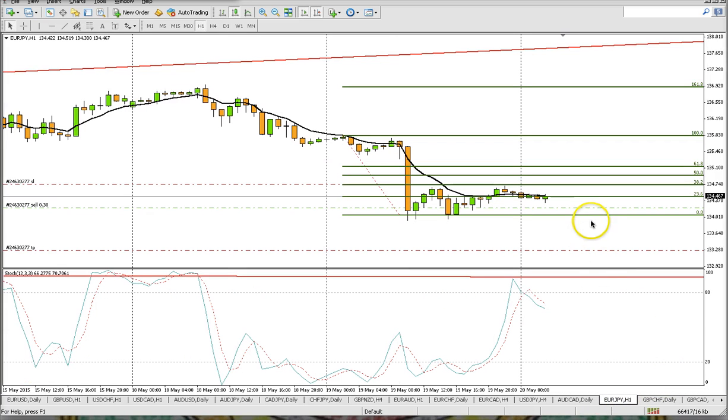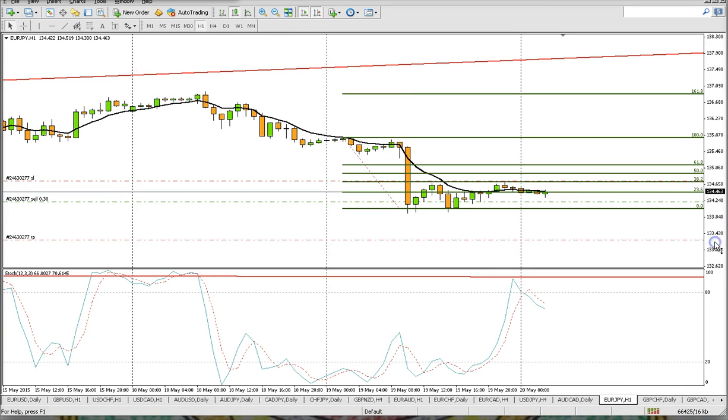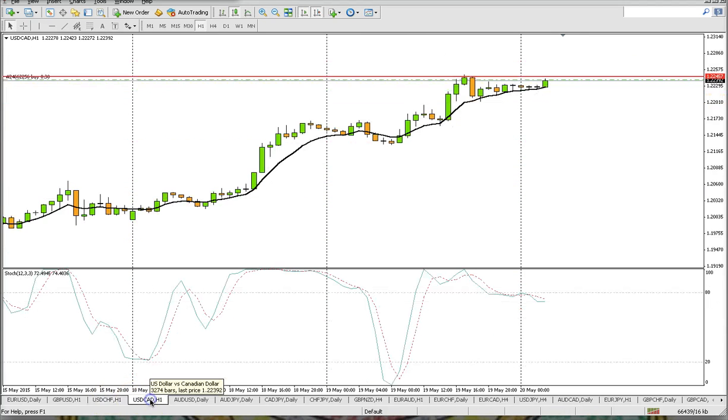Here's another one, euro yen. I actually got in too late. I'm still in this trade from yesterday, and just waiting for a little bit of retracement before it sells off again. The euro dollar is very weak across the board, so that's what we're looking at, all the euro crosses. Aussie dollar heading south, and USD Swiss and US Canadian dollar heading north.